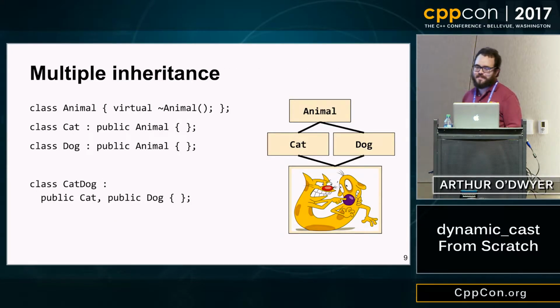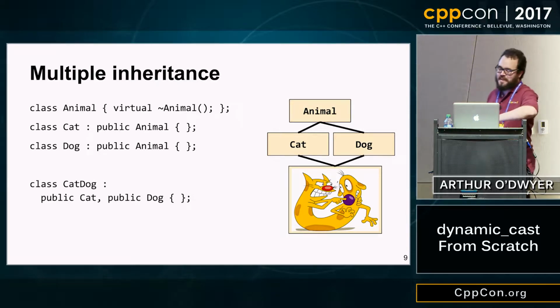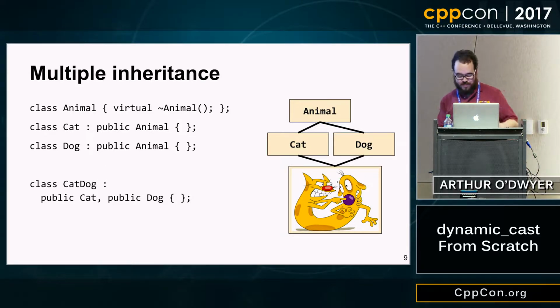Multiple inheritance. All right. Now we get to the dreaded diamond, and we just heard Titus Winters in the keynote talking about a different kind of dreaded diamond. This is also a dreaded diamond. Here we have class animal, and it has a virtual destructor, because why not? And we have a cat is an animal, dog is an animal, and then we have a cat dog, which inherits from both cat and dog. Right?